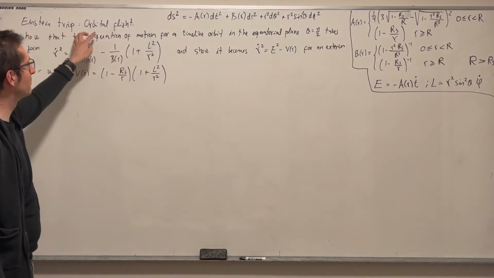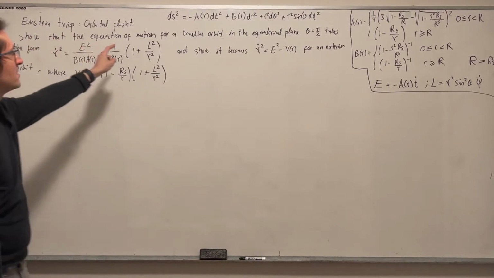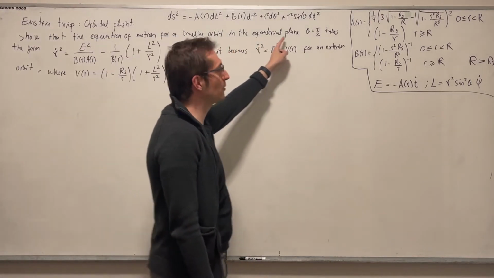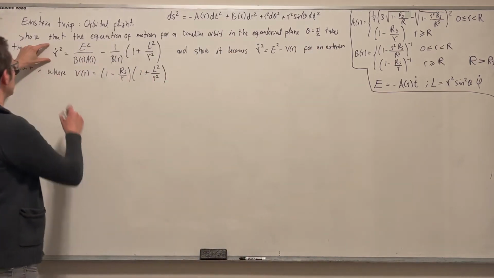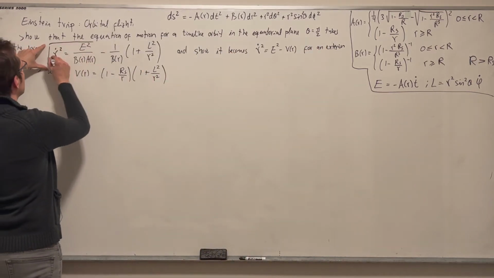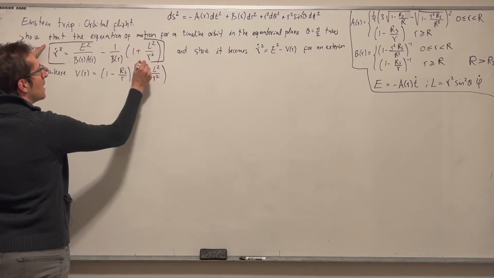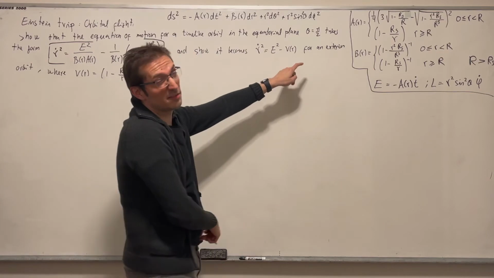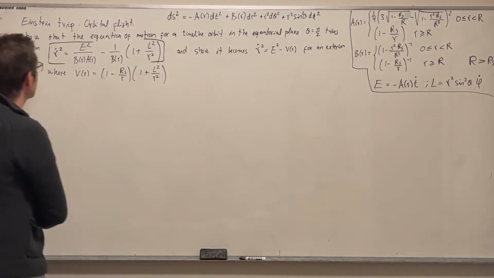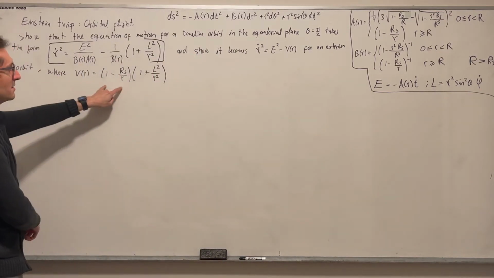So I store the conserved quantities over there, and then the next question. For Einstein's tree for the orbital flight, show that the equation of motion for a time-like orbit in the equatorial plane, theta equals pi over 2, takes the form this from over here. We need to prove that this is the equation of motion. And show that it becomes this very simplified equation of motion that we already found in class for an exterior orbit where the potential, the effective potential, is given by this.